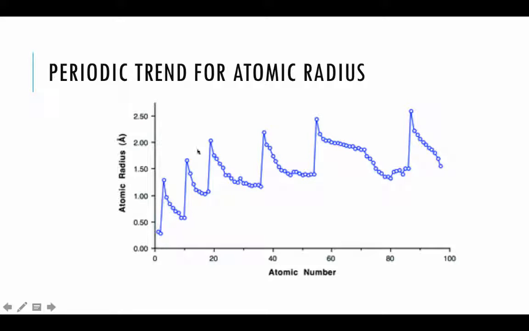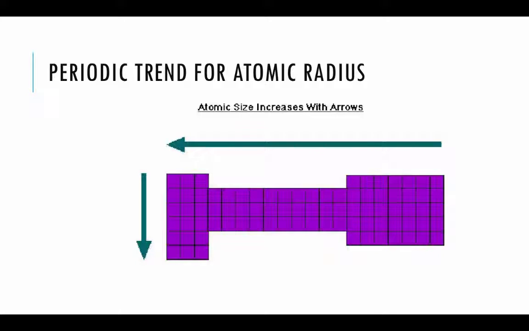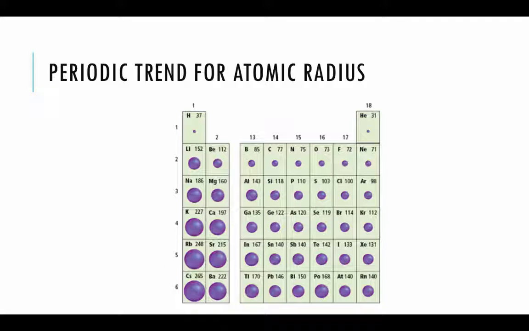You'll notice then that as we go across a period, atomic radius tends to decrease, and as we go down a group, it tends to increase. This trend is shown here in this diagram. Atoms get larger as we go down a group, and they get smaller as we go from left to right across a period. Here's another visual representing the same trend: the increase in radius going down a group and the decrease in radius going across a period.